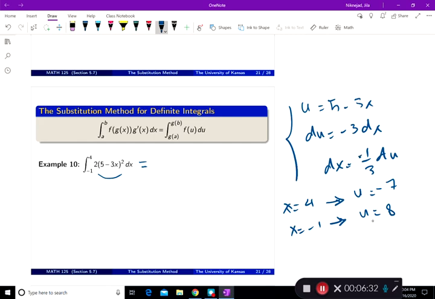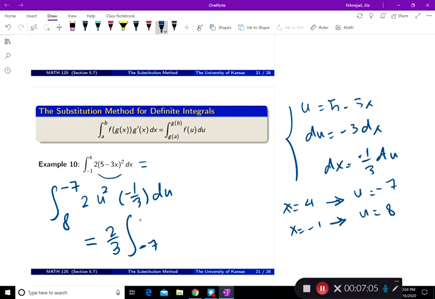And so this integral becomes, the bottom bound is 8, the top bound is 7, the integrand is 2u to the power 2, and dx is going to be -1/3 du. And so you multiply things through, and the negative sign changes the order. See, I changed the order, I used that negative on the upper and lower bound. And then 2/3 came out, u to the power 2 du.